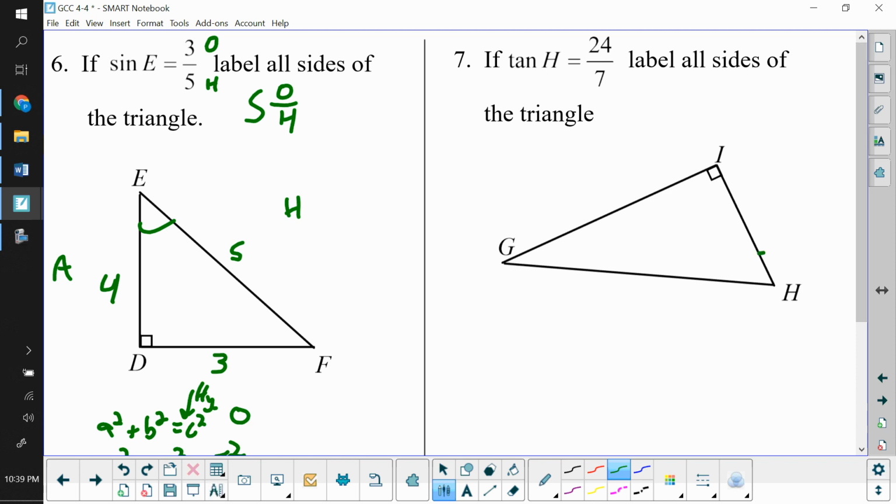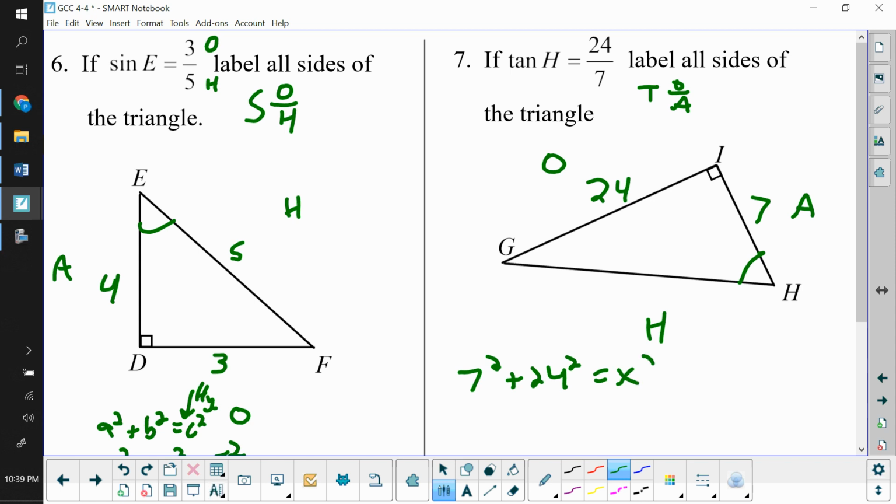For 7, we're going to be working from H. So this is our opposite, that's our adjacent, and that's our hypotenuse. We're working with tan, which is O over A. Well, our O, that means, is 24, and our A is 7. We'll do Pythagorean theorem to find the hypotenuse. We'll have 7 squared plus 24 squared equals x squared.